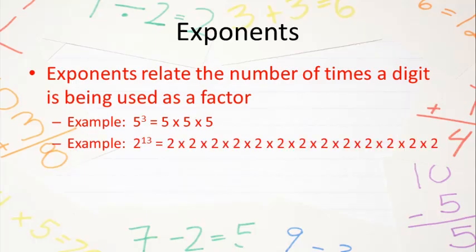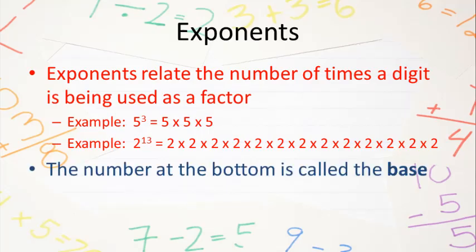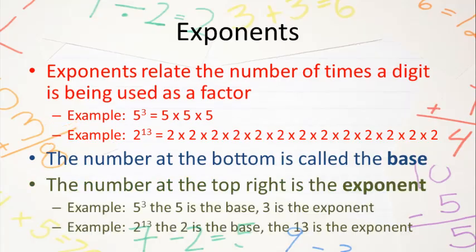If I have 2 to the 13th power, that means the base of 2 is used as a factor 13 times, which gives us a very, very large number. The number at the bottom is called the base. The number on the top right is called the exponent. So in the example of 5 cubed, the 5 is the base and the 3 is the exponent. In the case of 2 to the 13th, we had 2 as the base and 13 as the exponent.